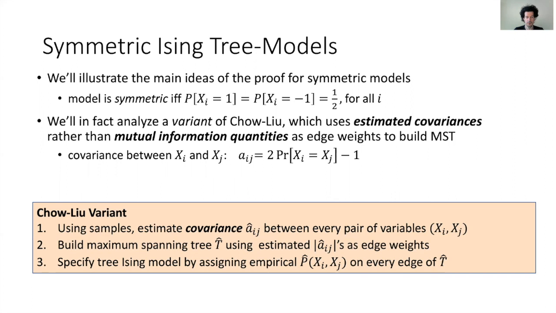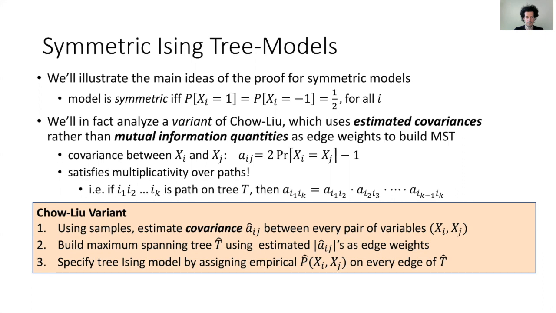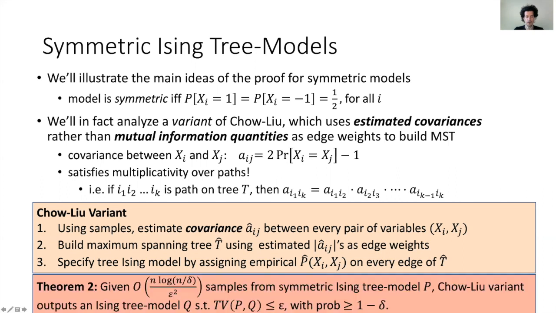I will note that the covariance between a pair of variables has a very simple form. I'll also note that the covariance satisfies an important multiplicativity property over paths. If I1 through Ik is a path, then the covariance between I1 and Ik is the product of the covariances of I1, I2, I2, I3, etc., Ik minus 1, Ik. What we'll show next is that given n log n over delta over epsilon squared samples from a symmetric tree-structured Ising model, this variant of the Chow-Liu algorithm will output an Ising model that is epsilon close to the target with probability at least 1 minus delta.